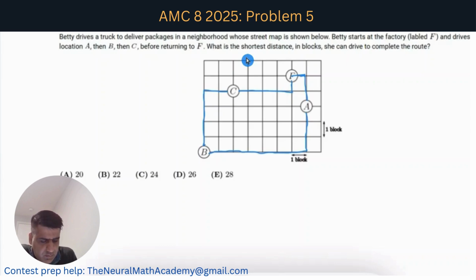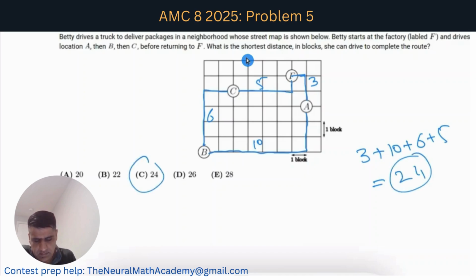So from F to A, we have 3 blocks. The next we have 10. And if we count these from B to C, it's 6 and 5. So now if we sum up, we get 24. So the answer is C.